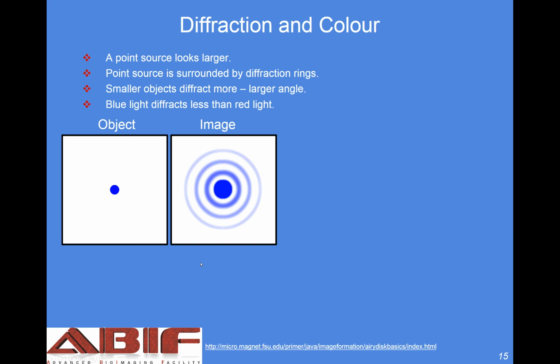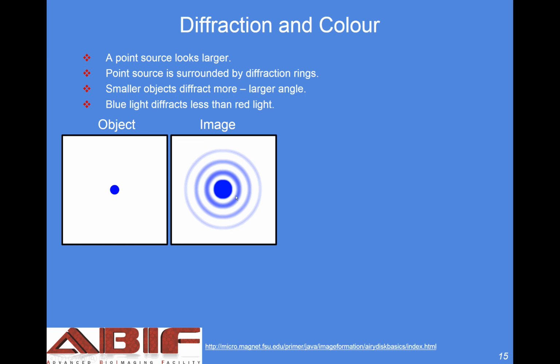So if we look at a point source in a microscope, then the light coming from this point source will undergo diffraction and will bend. And as a result, you get spreading out of the light. So the point source actually looks much larger in the image than the object actually is. And then you get these diffraction rings.